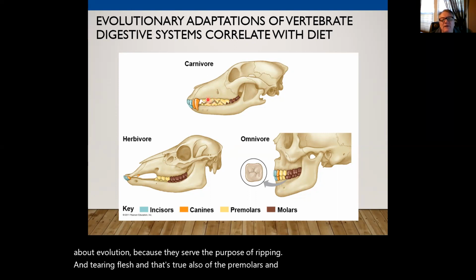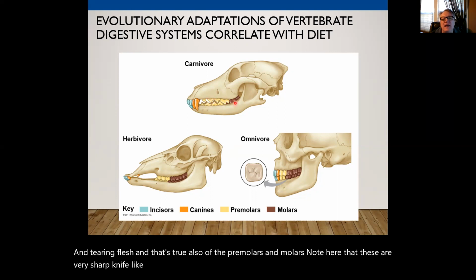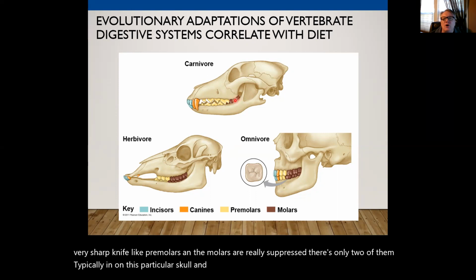Note here that these are very sharp knife-like premolars, and the molars are really suppressed. There's only two of them typically on this particular skull. And so the molars are almost not necessary for the teeth in a carnivore.